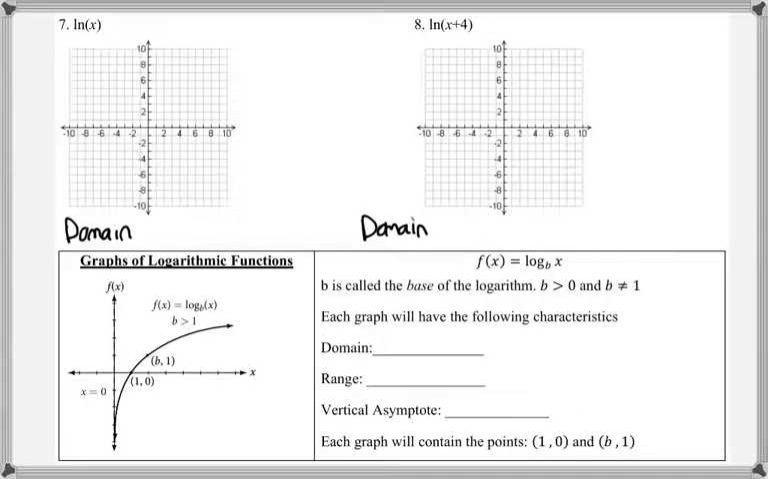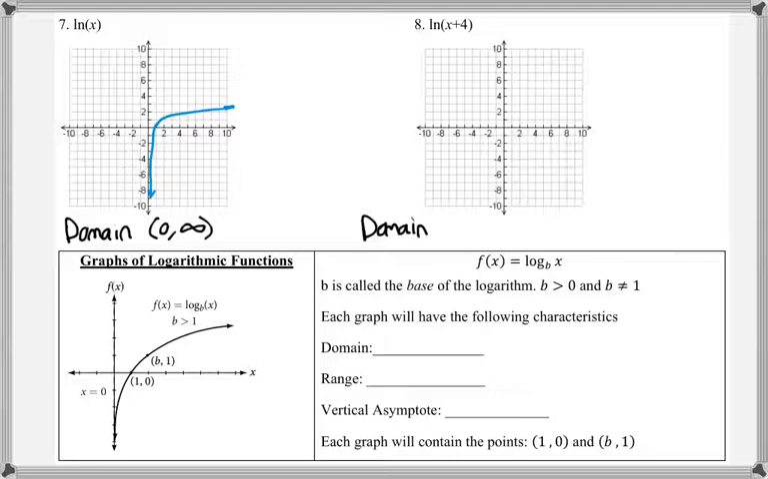Questions 7 and 8 want us to graph the ln logarithms. So if I go to my y equals and type in ln of x, then my graph is going to look like this. So it pretty much looks like the other logarithms. And my domain, it never goes past 0 on the left, and it goes forever to the right, so that's 0 to infinity.